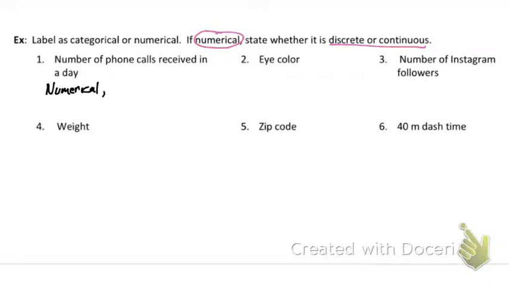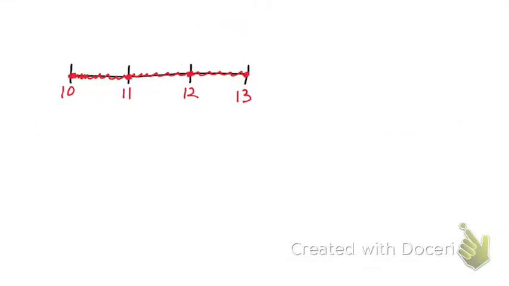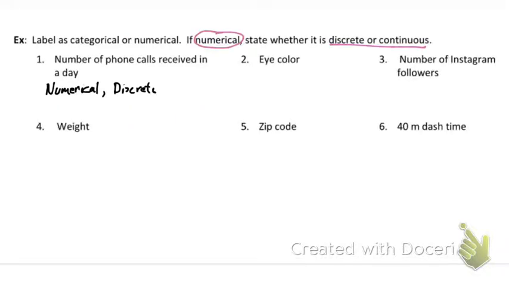Is it going to be discrete or continuous, Rigo? Discrete. It will be discrete. If we kind of picture that number line, I would have 10, 11, 12, or 13 phone calls. I'm not going to scale the stuff in between. So it would be numerical and discrete.